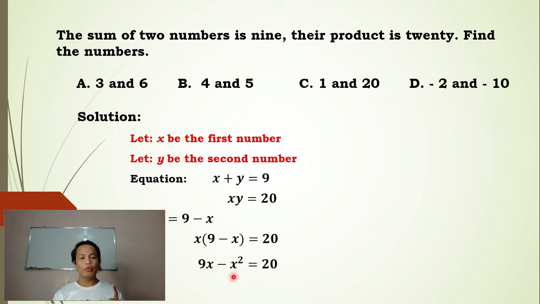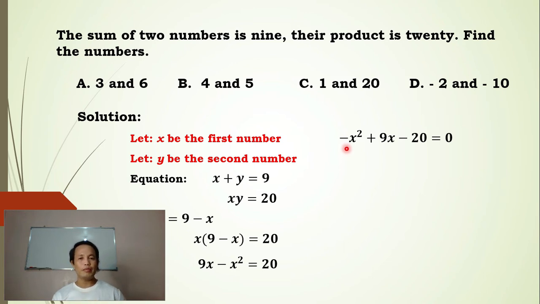And of course, we will also subtract 20 at the other side of the equation. Because as I've said, whatever we do to the left side of the equation is the same thing we need to do to the right side of the equation and vice versa. So since we subtracted 20 at the right side, we will also subtract 20 at the left side. So the equation becomes, we arrange using the standard form of a quadratic equation, ax squared plus bx plus c equals 0.